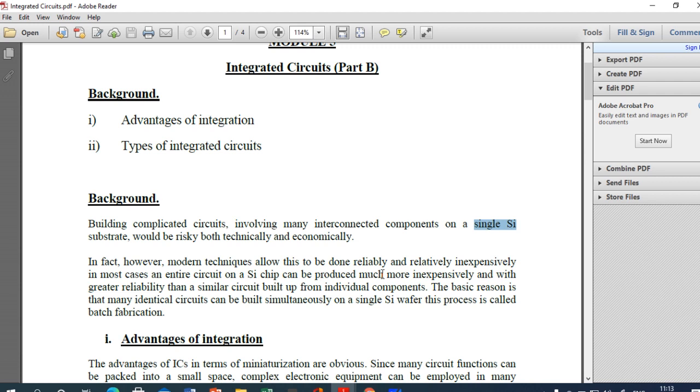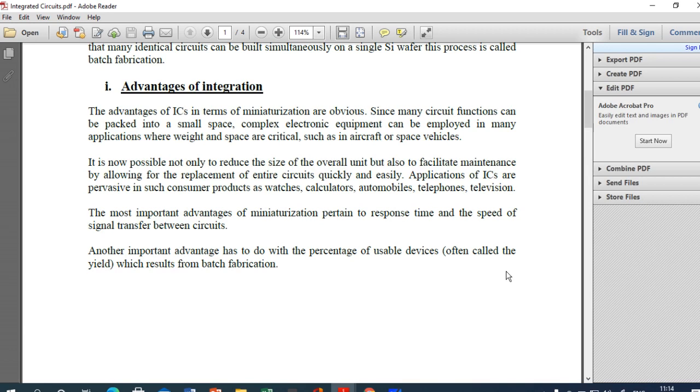Here we can take this IC from one place to another very easily because they are very small in size. With respect to weight, they are very light, and they will not be damaged when moving from one place to another. So that is about the background here. In that background, the first topic is the advantages of integration. So how they are advantaged compared with the previous technology. So now I will move on to that, the advantages of integration.